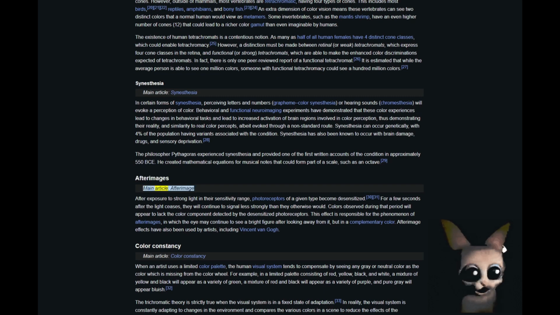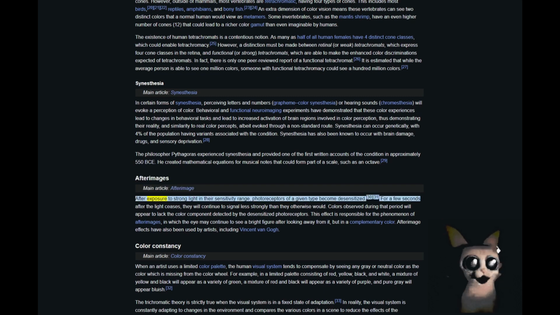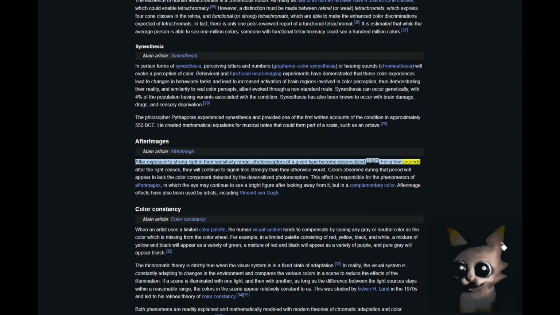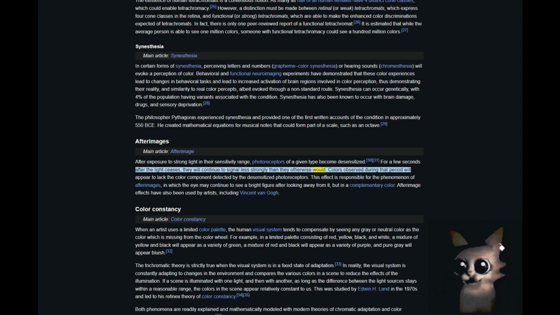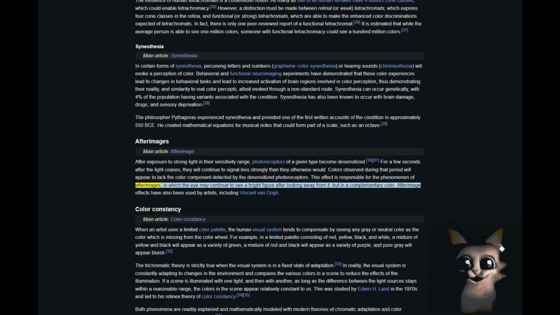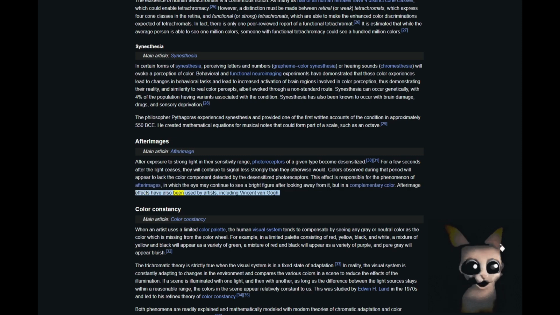Afterimages. Main article: Afterimage. After exposure to strong light in their sensitivity range, photoreceptors of a given type become desensitized. For a few seconds after the light ceases, they will continue to signal less strongly than they otherwise would. Colors observed during that period will appear to lack the color component detected by the desensitized photoreceptors. This effect is responsible for the phenomenon of afterimages, in which the eye may continue to see a bright figure after looking away from it, but in a complementary color. Afterimage effects have also been used by artists, including Vincent van Gogh.